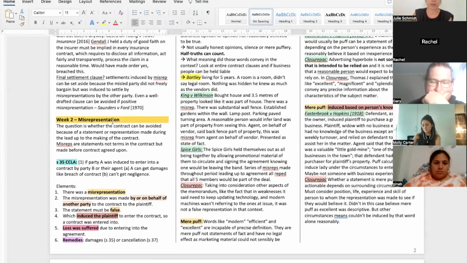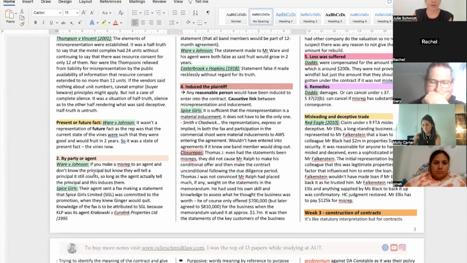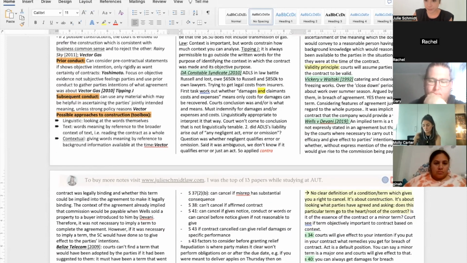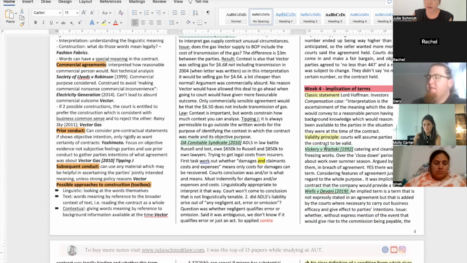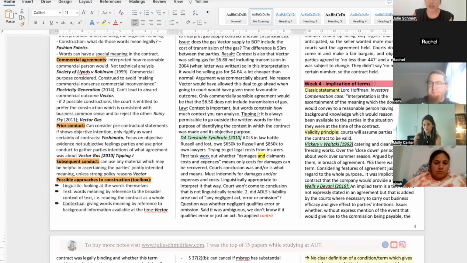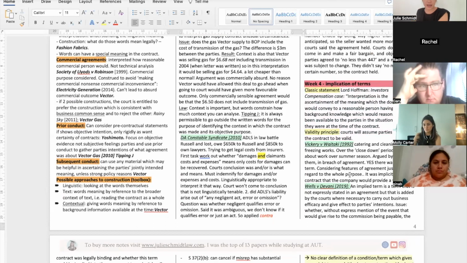Okay, our problem question's mostly about misrep, so I'm just going to skip over that now. We've also got implication of terms. Does anyone want to say in a nutshell what is relevant to implication of terms?